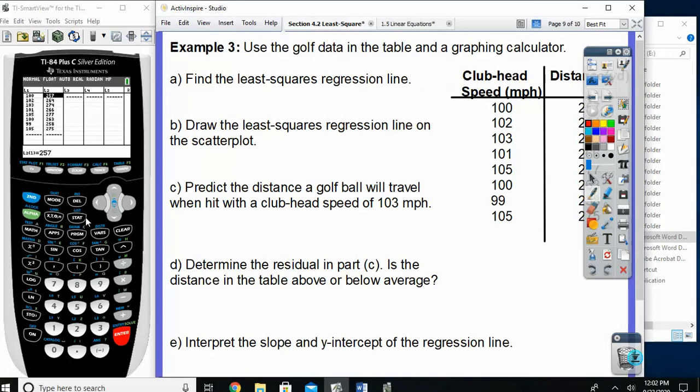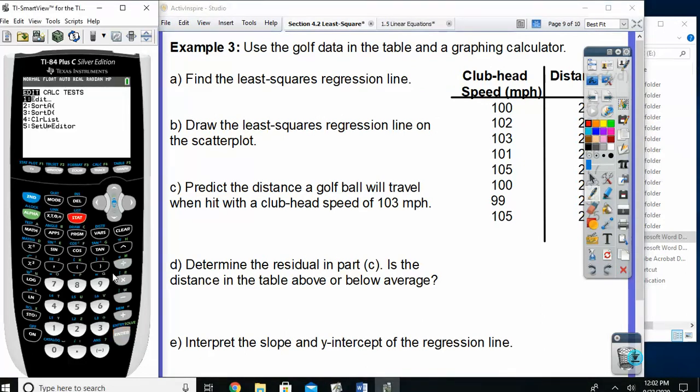So now I want you to go to Stat, Calculate. We want a linear regression, number 4. You should just be able to enter through all of this. Remember, we went here yesterday when we were finding our R value. Well, this also gives us the regression line.